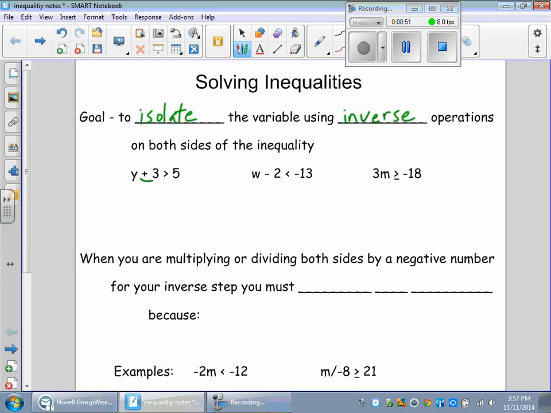Here we are adding 3. The inverse of add 3 is to subtract 3. We need to do that on both sides. Our 3's go away. We are left with y is greater than 2.